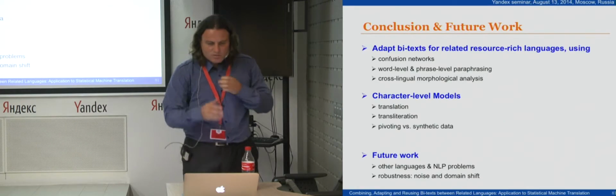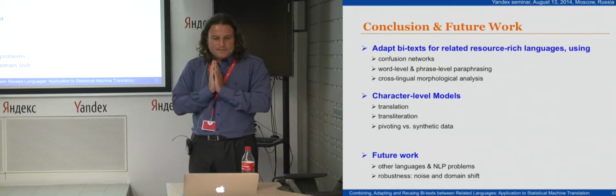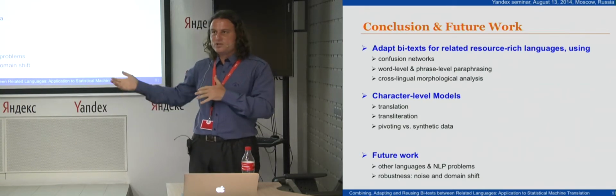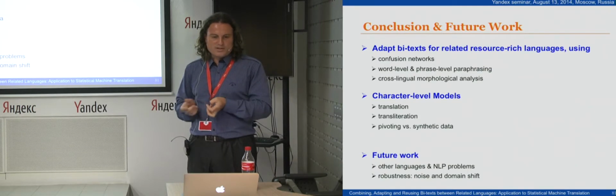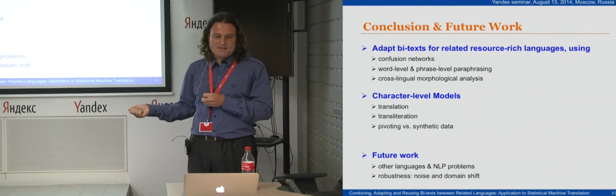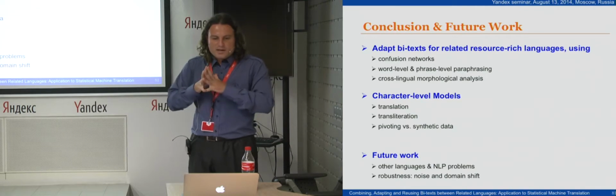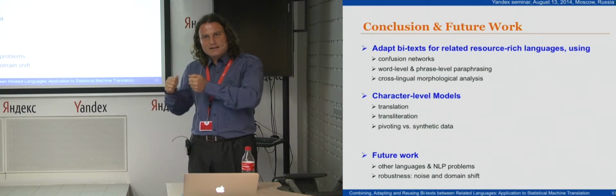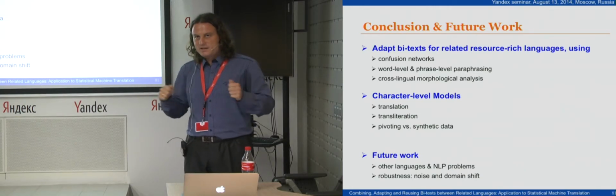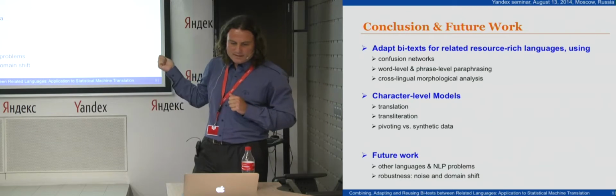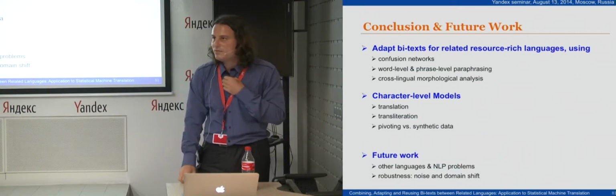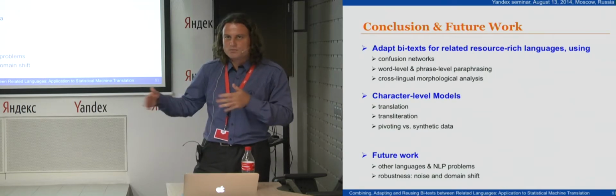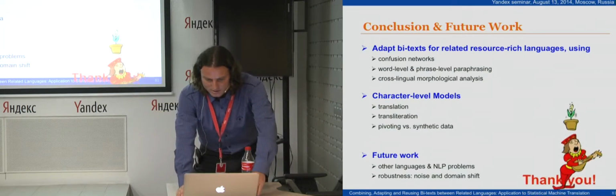Okay, just to conclude this part of the talk, I have talked to you about adapting bitexts for related resource rich languages to look like resource poor using confusion networks, word level paraphrases, phrase level paraphrases, and cross lingual morphology. I have also talked to you a little bit about character level translation, character level transliteration, pivoting, and the idea of synthetic data. And in future work, you want to apply this to other languages, to other natural language processing problems, and to see how this works with noisy data across domains and so on.